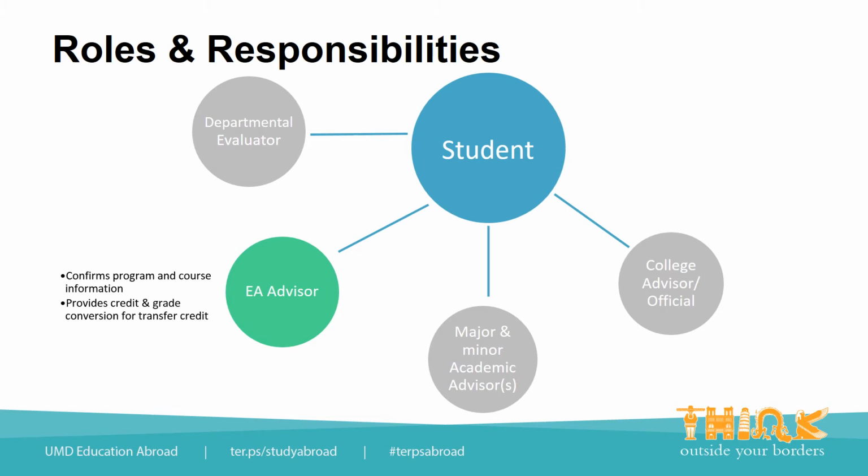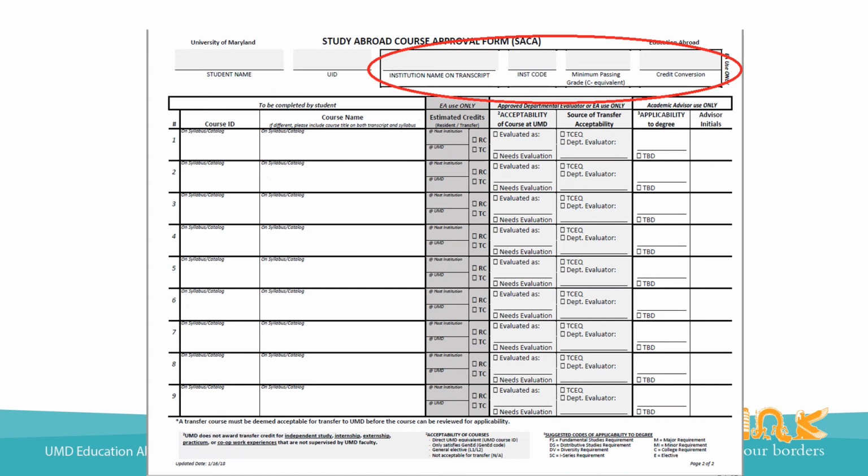Additionally, the Education Abroad Advisor is responsible for helping to clarify the policies that govern study abroad credit, as well as verify program and course information. The Education Abroad Advisor is actually the first person a student will meet with to start the SACA process and will give the student the hard copy of the form as it is not available electronically. Additionally, the Education Abroad Advisor will provide the credit and grade conversions for transfer credit that are determined by the UMD Study Abroad Transfer Credit Committee.